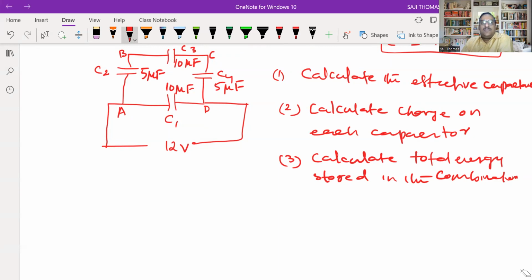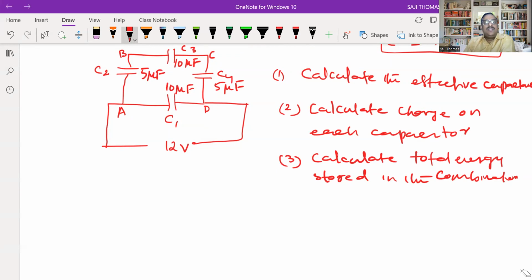First, to find the series combination of C2, C3 and C4, you have to replace them with one single capacitor. Find the equivalent capacitance of C2, C3, C4. Then replace it with the equivalent capacitor. Then that capacitor and the 10 microfarad C1 will be in parallel. Okay. So we can determine the equivalent capacitance.